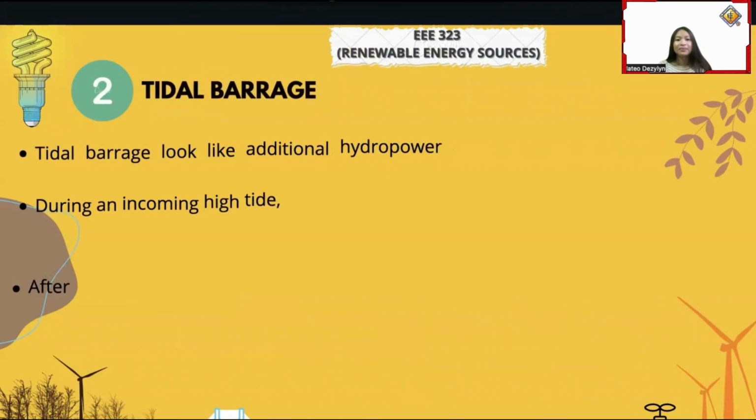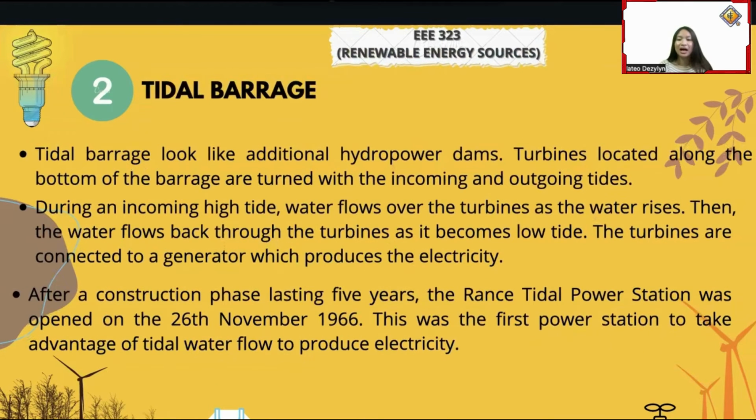Also, tidal barrage look like additional hydropower dams. Turbines located along the bottom of the barrage are turned with the incoming and outgoing tides. During an incoming high tide, water flows over the turbines as the water rises. Then, the water flows back through the turbines as it becomes low tide. The turbines are connected to a generator, which produces the electricity.